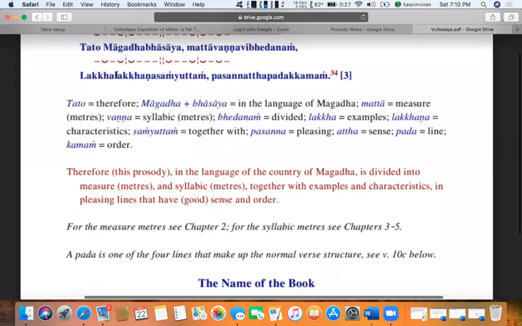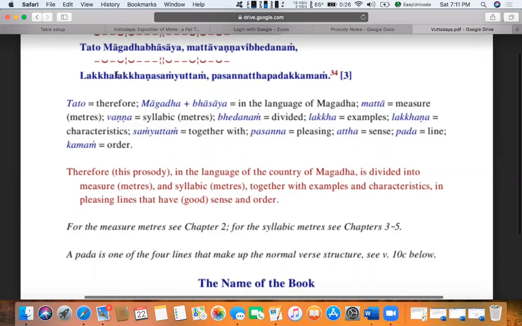lakkhana is sutra. In grammar also, sometimes we use the word lakkhana, referring to sutras. So lakkhana is the sutras which note the grammatical points, and the examples which are being noted are called lakya. So lakya is example, lakkhana is sutra, or an introduction of characteristics of some grammatical point. So in grammar, so here also lakya is example, lakkhana is sutra. You can remember it like that.